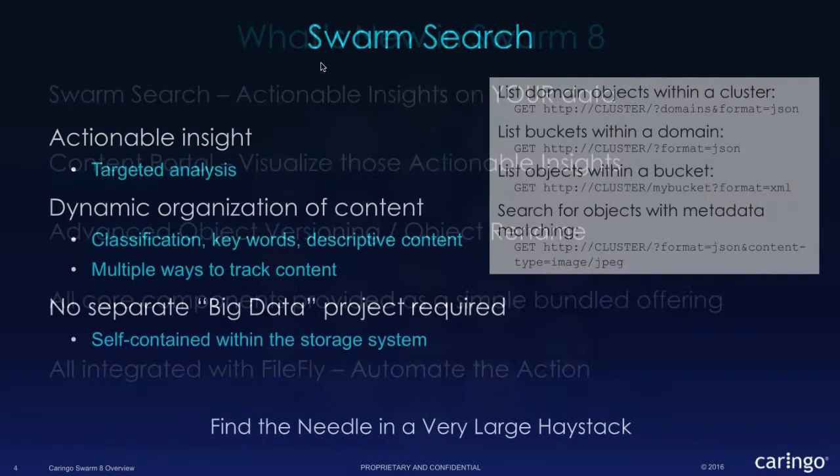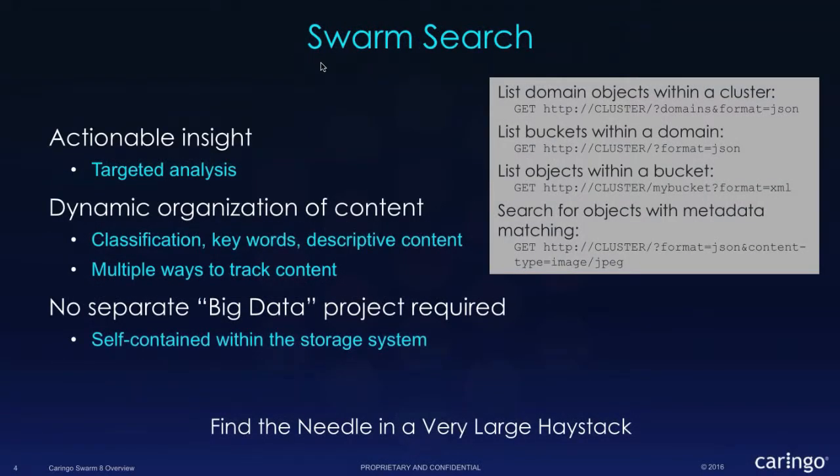The first one, Swarm Search. As I mentioned, this is based on Elasticsearch. So if anyone is familiar with Elasticsearch, anything you can do with Elasticsearch, you can do with Swarm Search, including, for instance, Kibana as a graphical analysis engine on the front end.